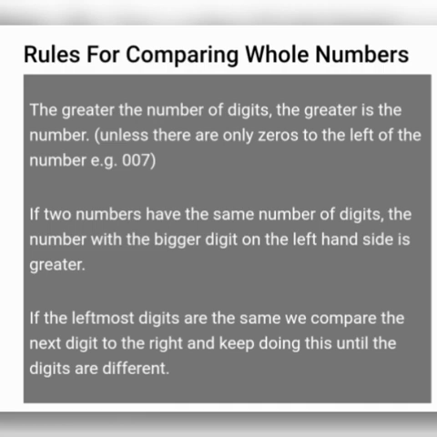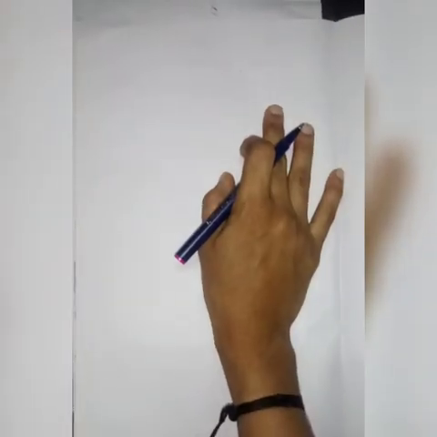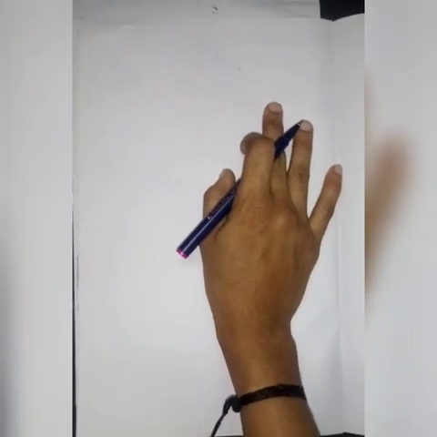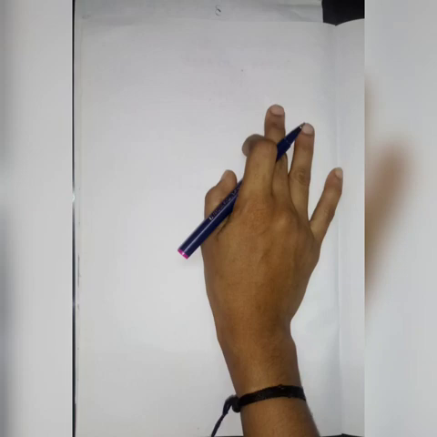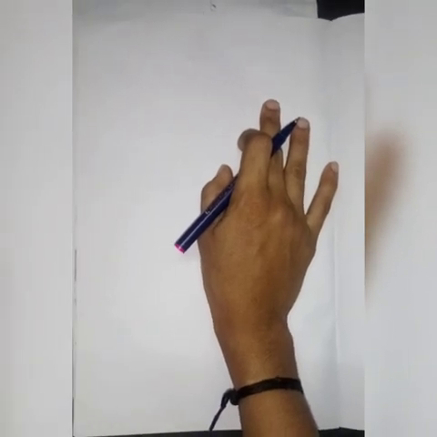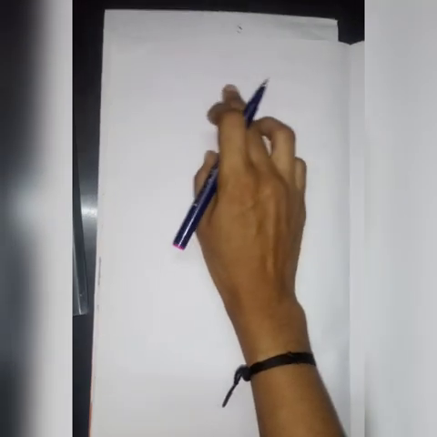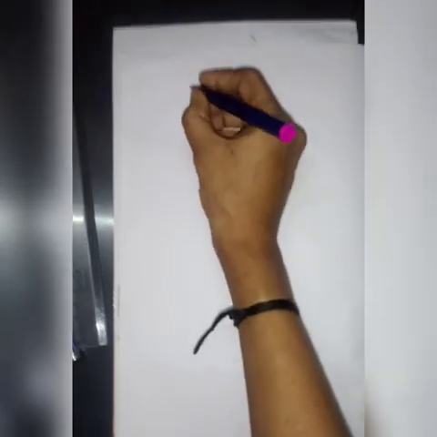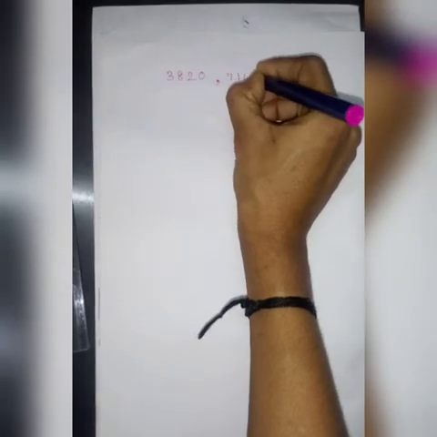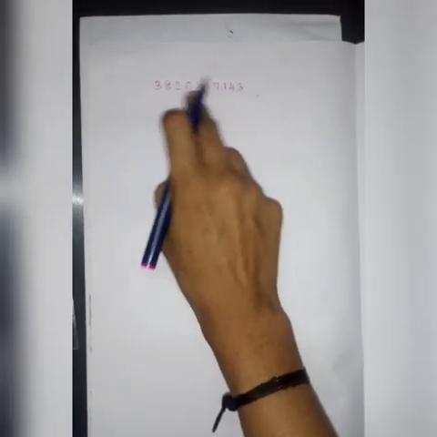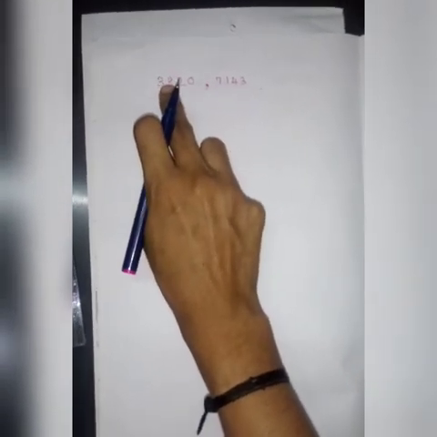Here is the example, in the next slide. The next problem is based upon the second rule. Okay, what is your second rule? If two numbers have the same number of digits, the number with the bigger digit on the left hand side is greater. So what is the rule? We have to take numbers with the same number of digits, like 3820 and 7143. Okay, this is one number, this is another number. Here, first we have to count the number of digits as per rule 1. What is the number of digits here? 1, 2, 3, 4.